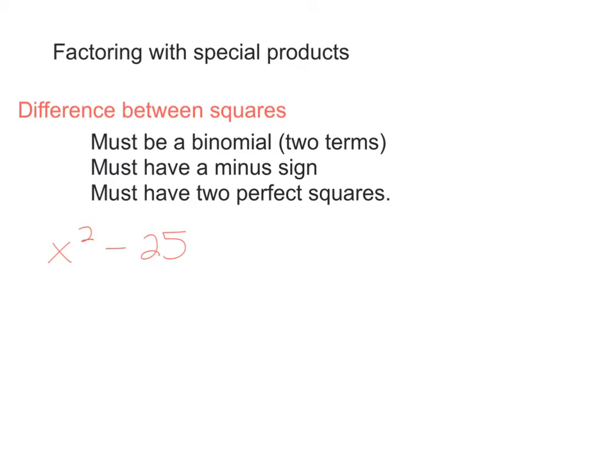So taking a look at x squared minus 25. It is a binomial. It has two terms, x squared and 25. It has a minus sign, and it has two perfect squares. X squared is a perfect square because we can take the square root of it and get x, and we can take the square root of 25 and get 5.